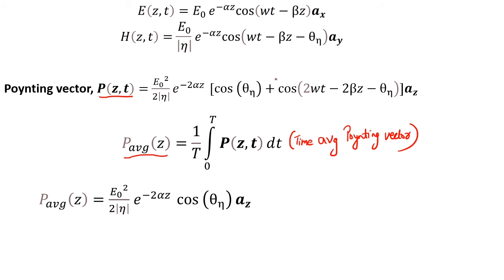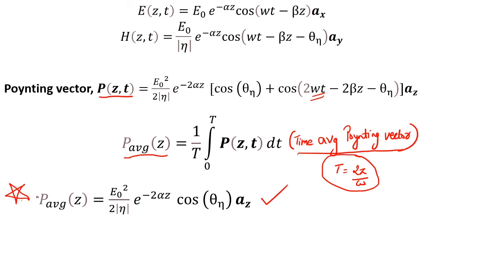This term will be eliminated when you integrate and substitute the limit for t, and you can also substitute T as 2 pi by omega, because there is an omega term. So when you substitute the limit, put this relation also, integrating and substituting this value, you get this answer: E naught square by 2 eta into e raised to minus 2 alpha z into cos theta eta az. This is an important equation which you should learn. This is the time average Poynting vector. So how do you get this value? By integrating this with the limit 0 to T and 1 by T. You get this answer, and this is important. You have to learn it by heart.